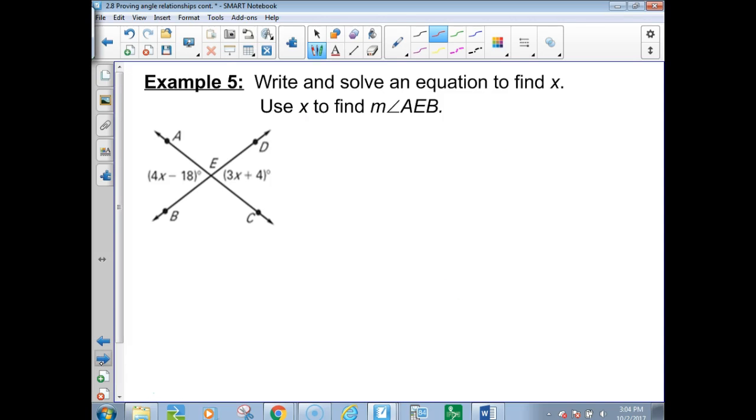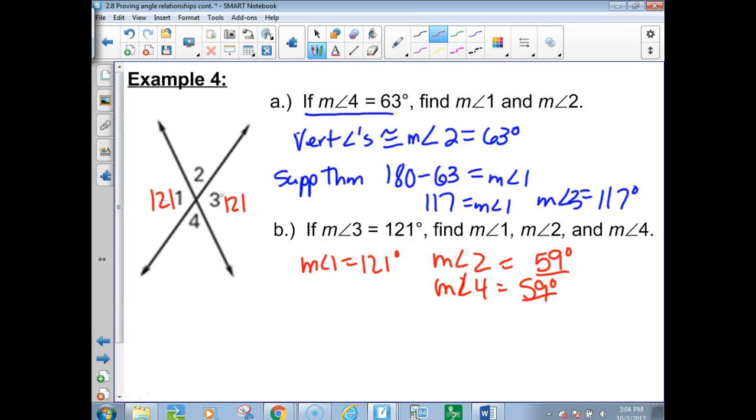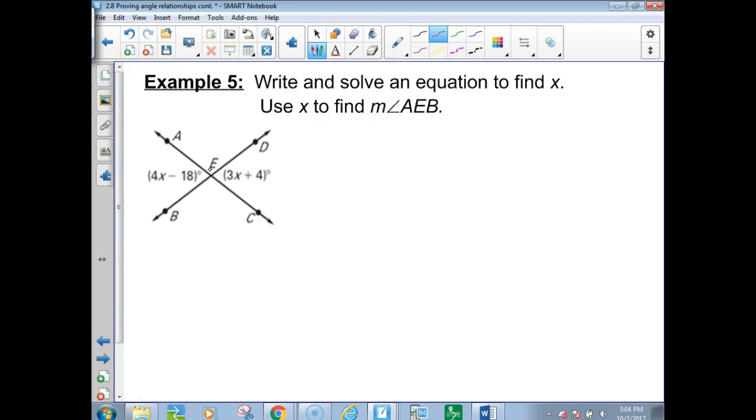Okay, example 5. It says, write and solve an equation to find x. Well, what's the equation we're going to use for this one? And I'm going to call on somebody to help me. Tyler? Well, what do you know about these angles? Were you not listening on this one? These are vertical angles.